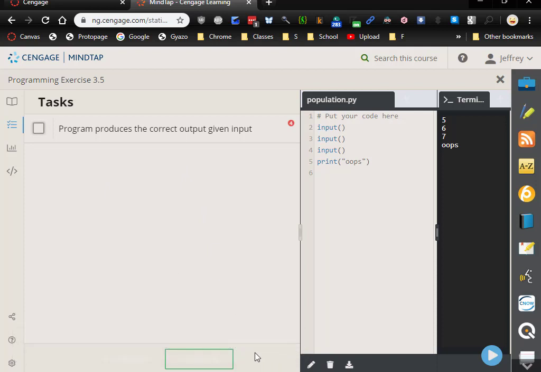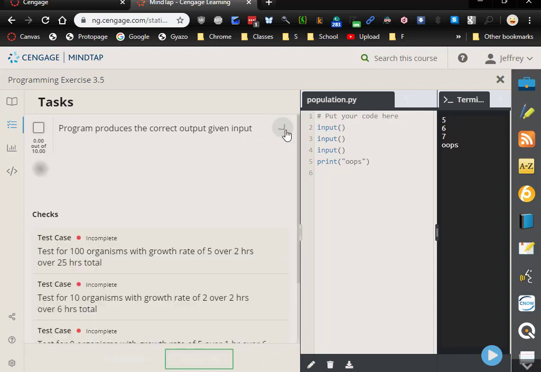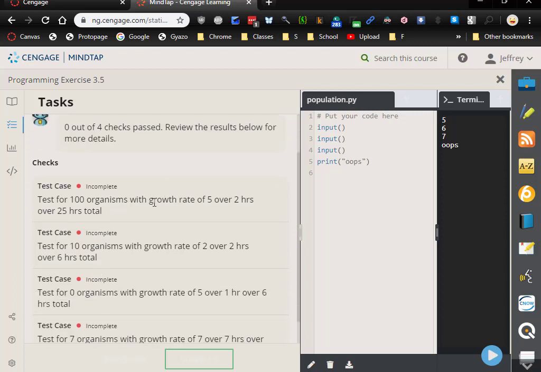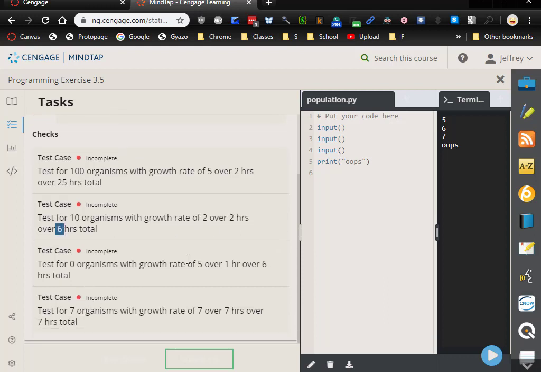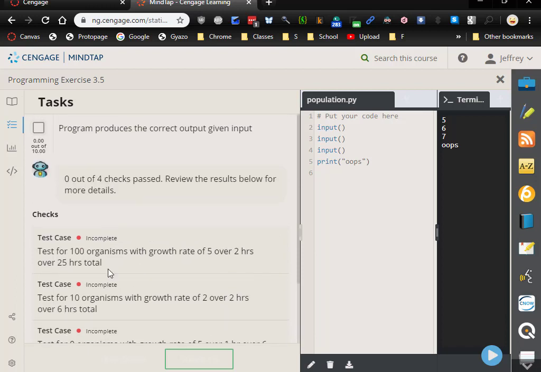0 out of 4 checks failed. Are they going to let us see the failures? All right, a growth rate of 5 over 2 hours for 25 hours. There's a case where the number of hours does not match. It's not an even multiple of that. Growth rate of 2 over 2 hours for 6 hours total. That does match. Growth rate of 1 hour for 6 hours. That does match. 7 over 7. That does match.